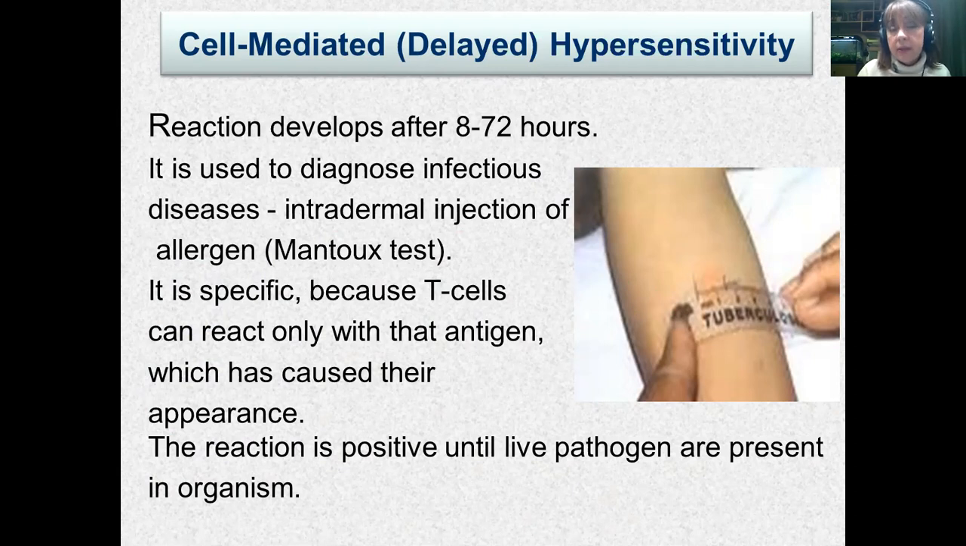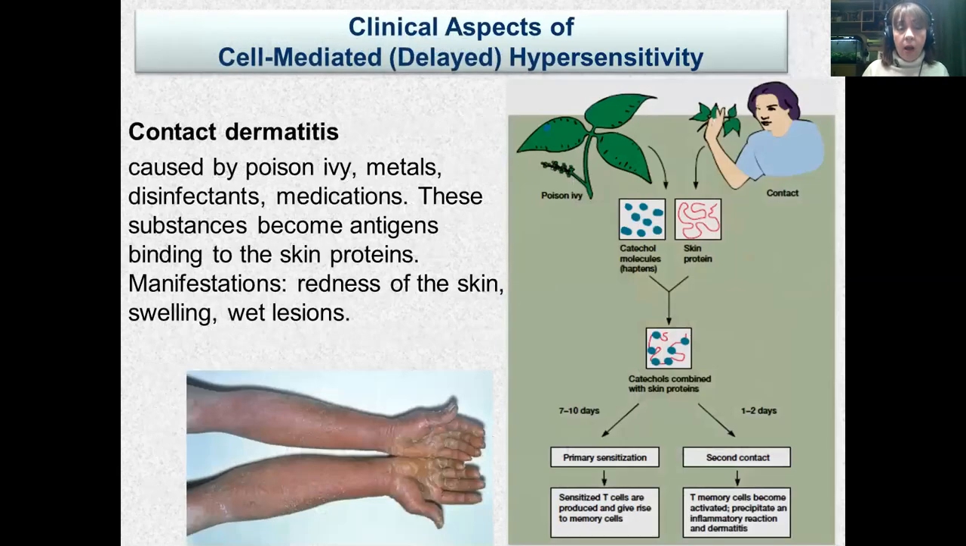And a similar test is also used for diagnosis of chronic gonorrhea, chronic chlamydiosis, brucellosis, anthrax, and some other diseases. In those cases, the reaction is positive in ill people, in infected people. And another disease with the same mechanism of delayed hypersensitivity is contact dermatitis, which may be caused by poison plants like poison ivy, heavy metals, and disinfectants and medications.